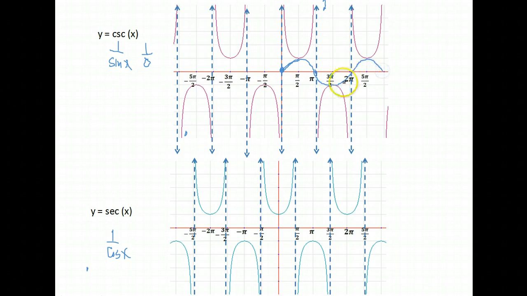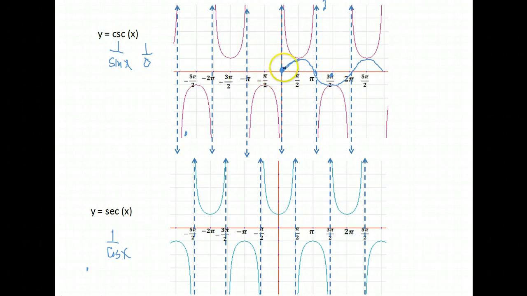And the closer it gets to 0, the bigger the number gets, because if you think about it, if your sine was 0.0001, if you do 1 divided by that, you get a really big number. Okay, so that's what's happening.